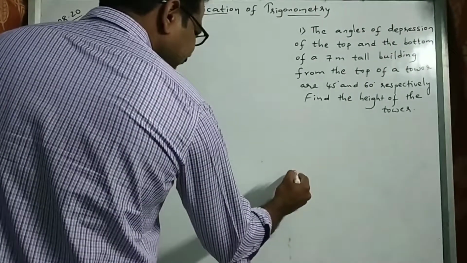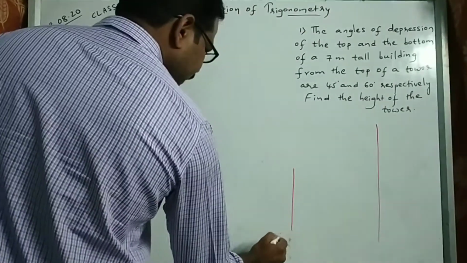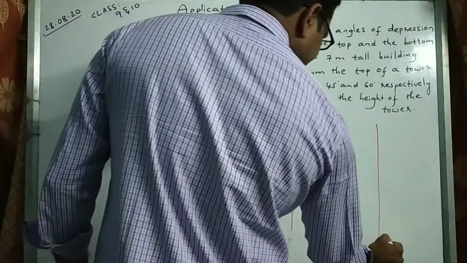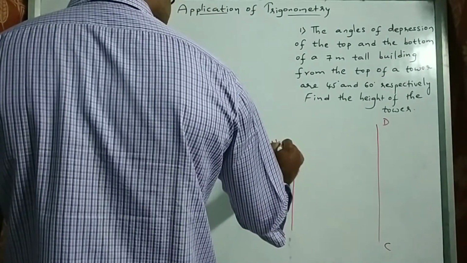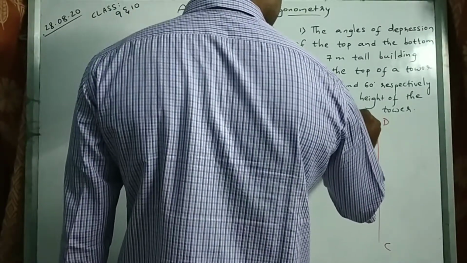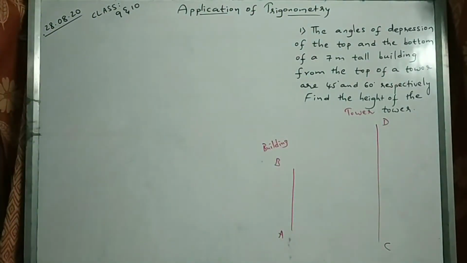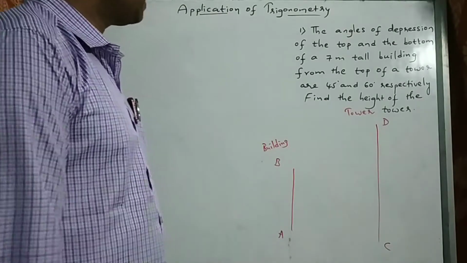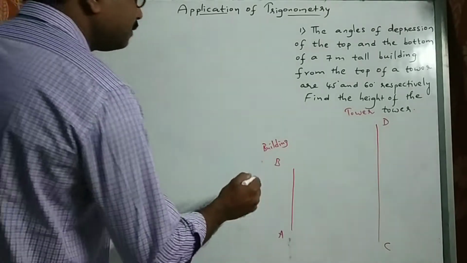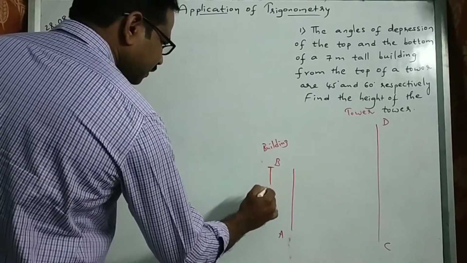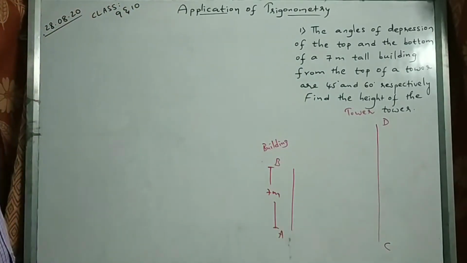Here I am taking one building and tower, AB and CD. This is the building and this is the tower. So see the question there. The angles of depression of the top and the bottom of a 7-meter tall building. The height of the building is 7 meters here. This is given.